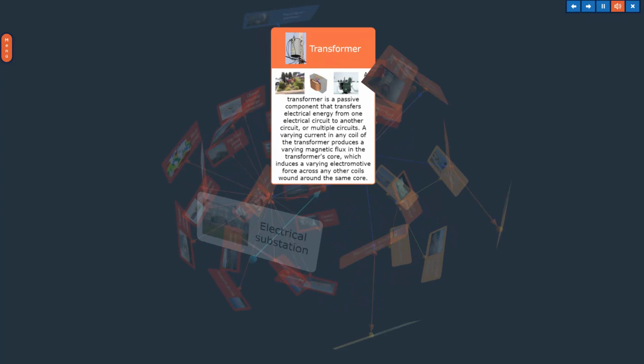Transformer. A transformer is a passive component that transfers electrical energy from one electrical circuit to another circuit, or multiple circuits. A varying current in any coil of the transformer produces a varying magnetic flux in the transformer's core, which induces a varying electromotive force across any other coils wound around the same core.